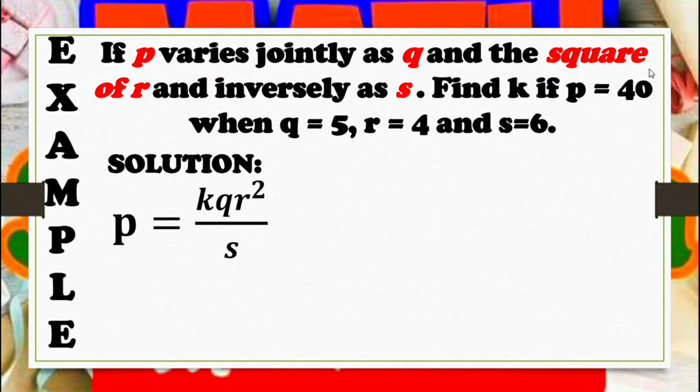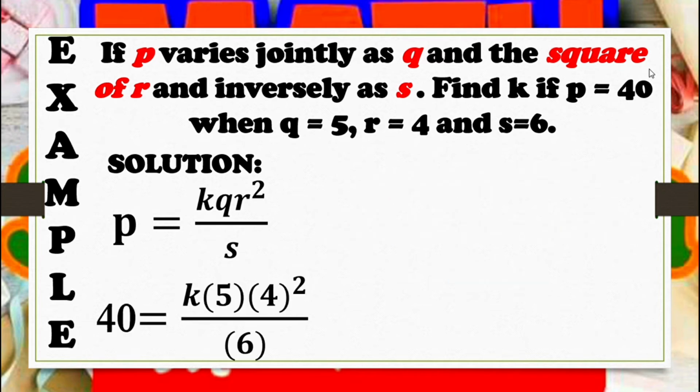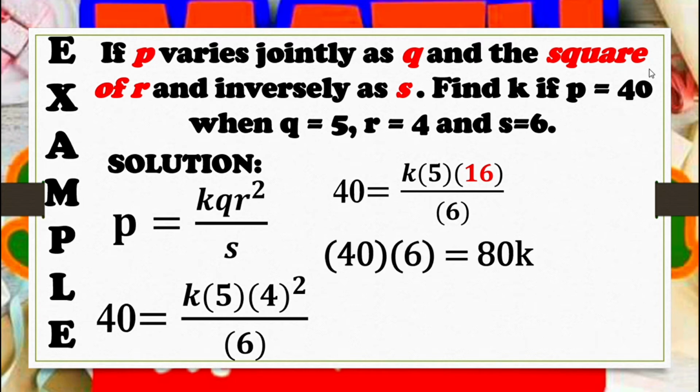Then, we will substitute our given and solve for k. Our p is equal to 40, our q equals 5, our r equals 4, and s equals 6. Then, let us simplify. So we will have to simplify first 4 squared, so that is 16. Then 40 times 6 is equal to 80k. 40 and 6 is multiplied through the idea of cross multiplication, while 80k is a product when we multiply k, 5, and 16. Let's simplify.